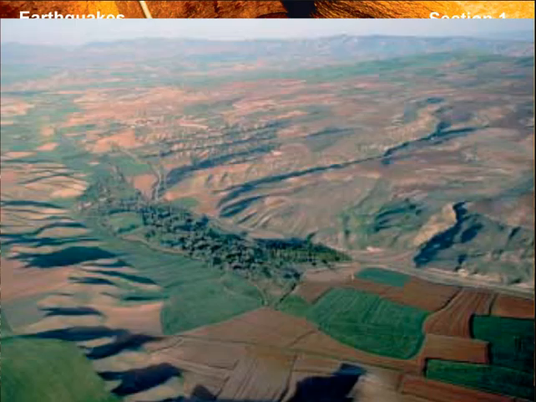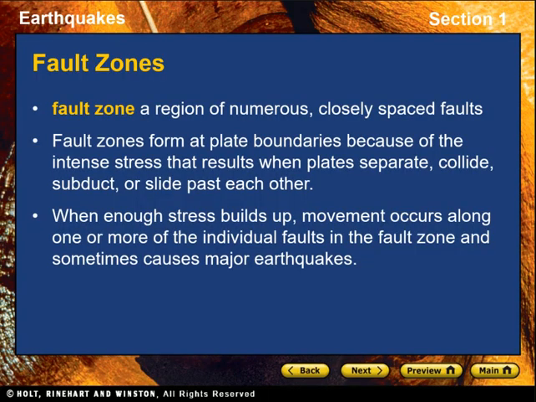One such fault zone is the North Anatolian Fault Zone, shown on the screen here. This extends almost the entire length of the country of Turkey. Where the edge of the Arabian Plate pushes past the Eurasian Plate, the small Turkish microplate is squeezed westward. When enough stress builds up, movement occurs along one or more of the individual faults in a fault zone and sometimes causes major earthquakes.